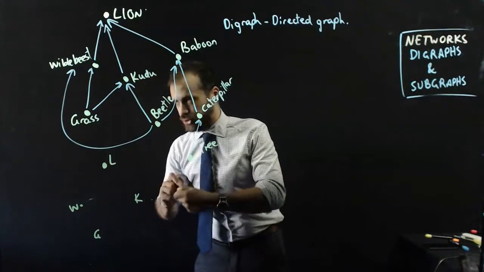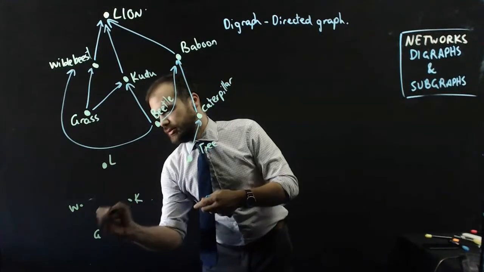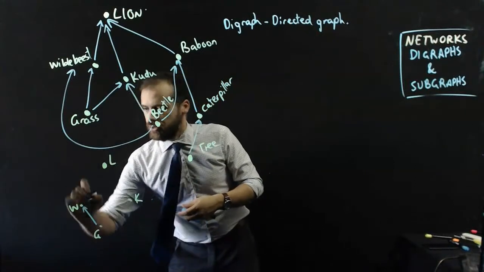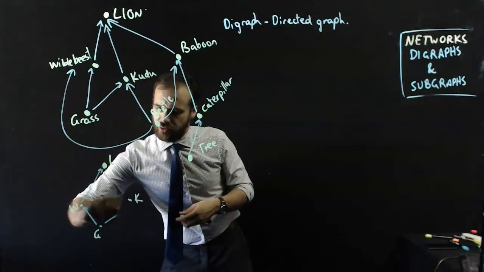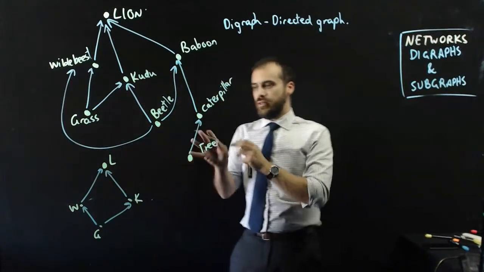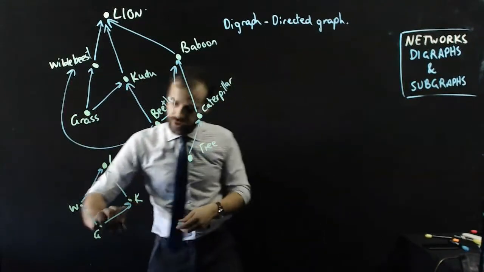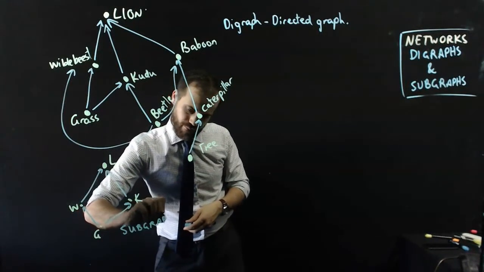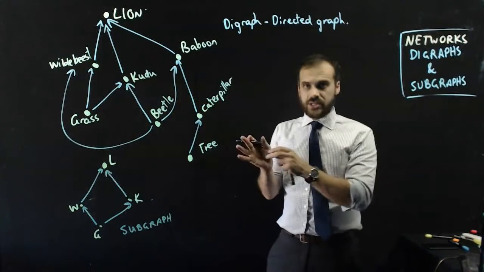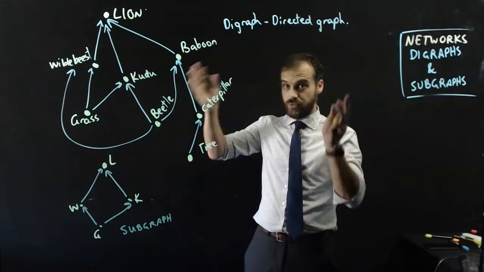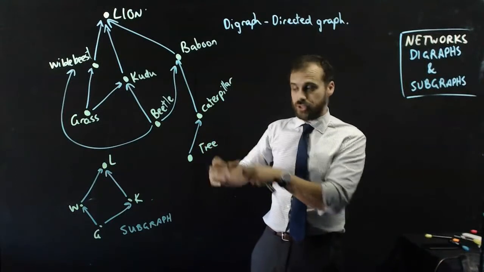just that portion of it, grass goes to wildebeest goes to lion, grass goes to kudu goes to lion, that is a subgraph. Now, it's a subgraph, yes. It doesn't have everything from the original graph, just a small subsection of it.